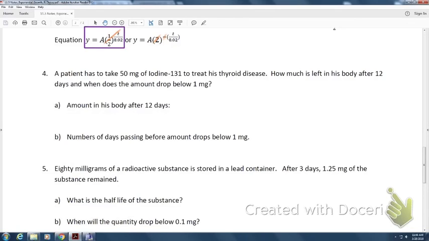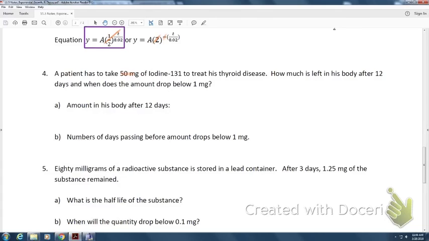It says the patient has to take 50 milligrams of iodine-131 to treat his thyroid disease. How much is left in his body after 12 days? And when does the amount drop below 1 milligram? So, what am I going to put the 50 in for?